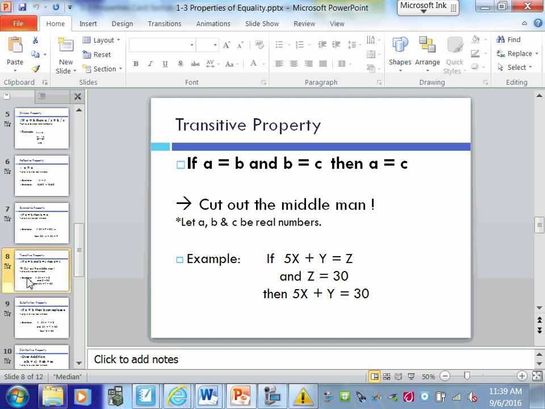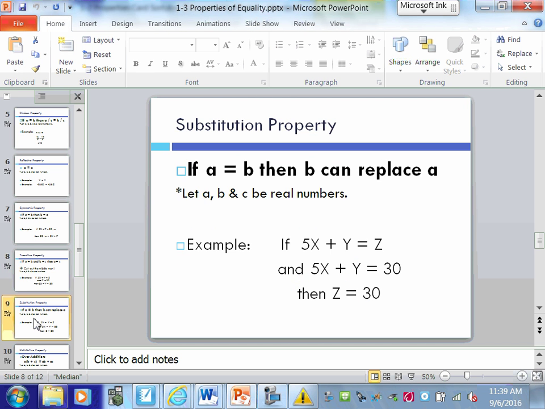Okay. The substitution property can get a little particular once you use it. Basically, in substitution, it might look like transitive. I noticed some folks have said it was transitive before. Basically, you replace one thing for another. So for example, if 5x plus y is both z and 30, therefore you can replace the 5x plus y on both ends. These two have z and 30.